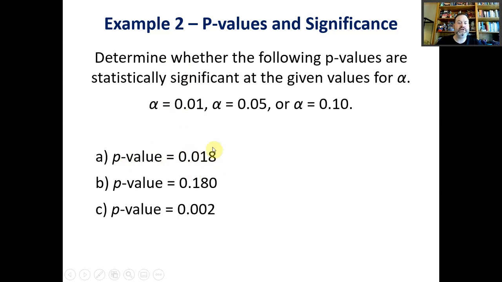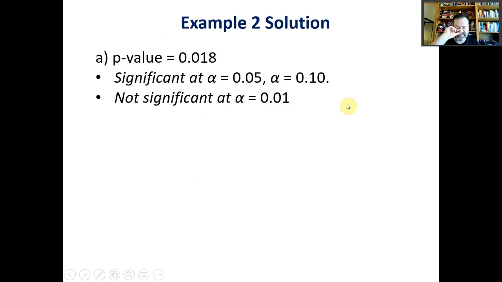So is this p-value statistically significant at the 0.01 level? If you're not sure what to do, write both numbers down and figure out which number is bigger. If the p-value is smaller, then it's statistically significant. If the p-value is bigger, then it's not statistically significant. So 0.018 is bigger than 0.01, so this is not statistically significant at the 0.01 level, but it's smaller than 0.05, so it is statistically significant at that level. And of course, if it's smaller than this, it's smaller than that. So this is statistically significant at this level, right?